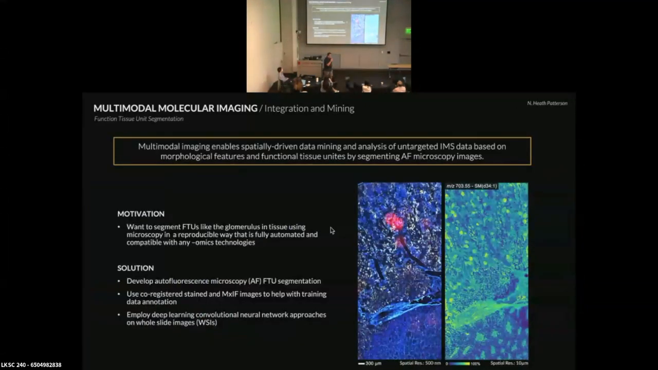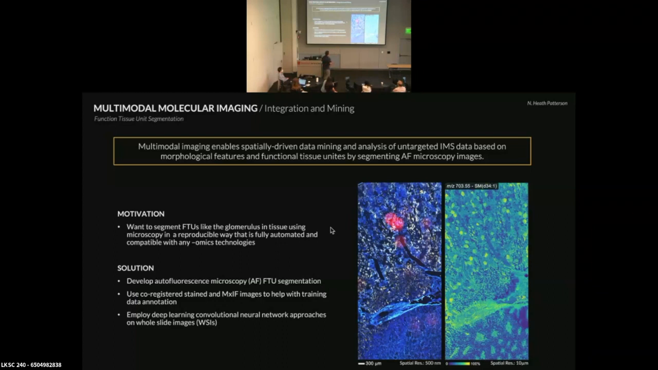Okay, so in terms of segmentation, we are doing things at slightly different scales. So you learned a lot about segmentation yesterday, particularly at the single cell level. We're really more interested in the FTU level, the multicellular functional tissue unit level. So segmenting out all the components of the nephron in this case. But the trick is we don't want to do it on multiplex immunofluorescence. We want to do it on autofluorescence because we can collect that everywhere and we get it for free.